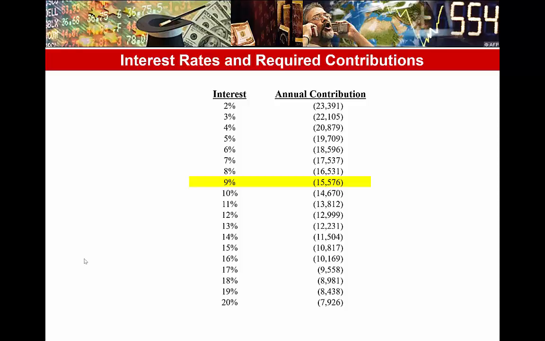So if we scale back the interest rate, let's say to 4%, the amount of the contributions would have to increase to 20,877 right in here. On a 3% return, the annual contributions will have to increase to $22,105. Obviously, as the interest rates increase, the contributions drop.